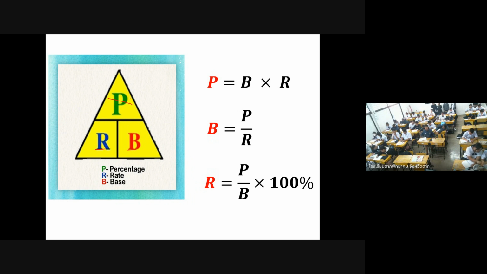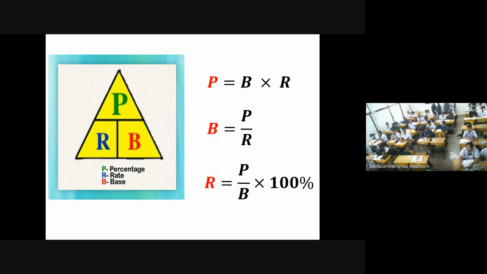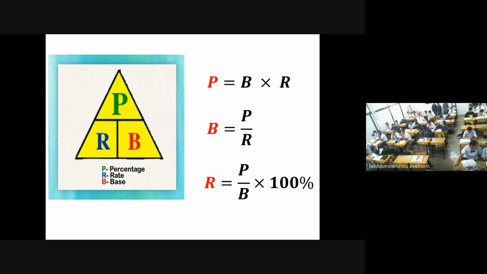Without P, it is R times B. Without R, it is P divided by B. But again, since rate is always in percent, you're going to multiply it by 100%. This is the easier way to remember the formula when we're dealing with the percentage, the base, and the rate.